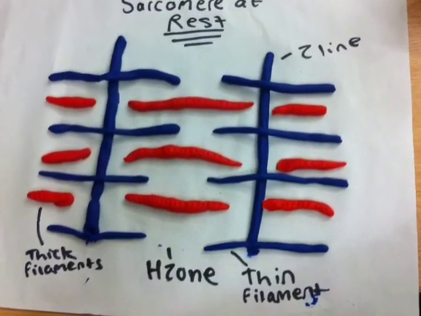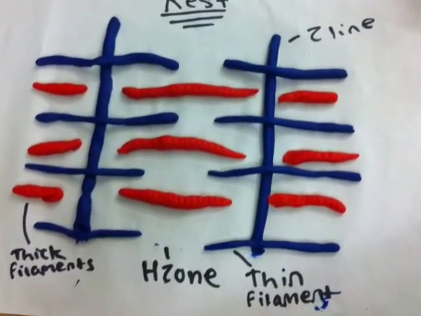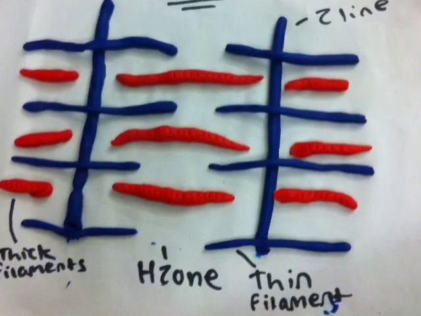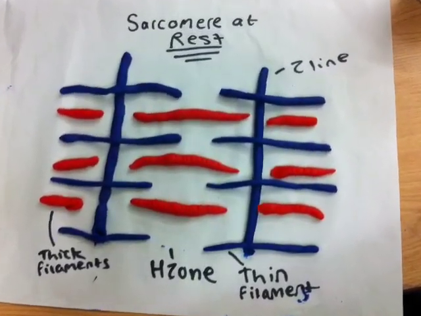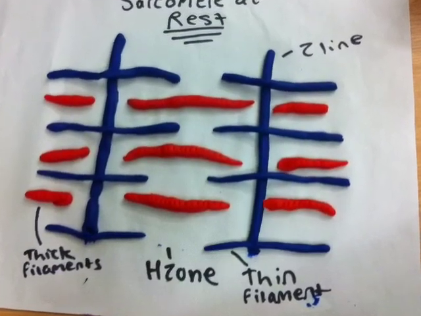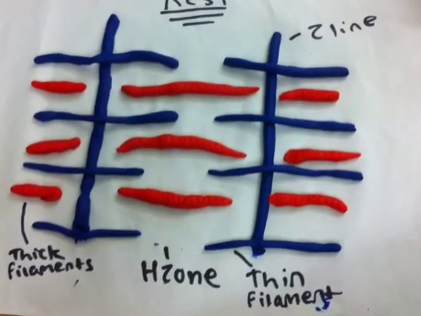Here the muscle cell is at rest. You can tell because the H zone is elongated due to reduced overlapping of the myosin and actin filaments. The H zone is the area containing only the myosin filament, and the actin is the thin filament seen in blue.